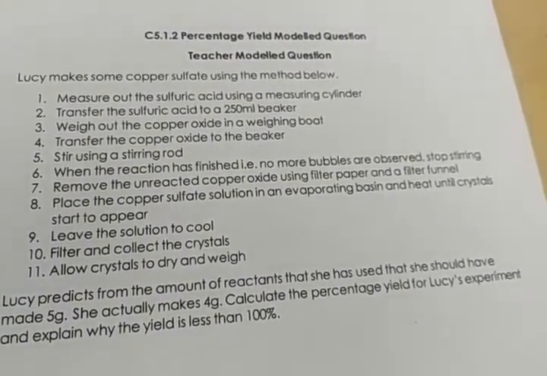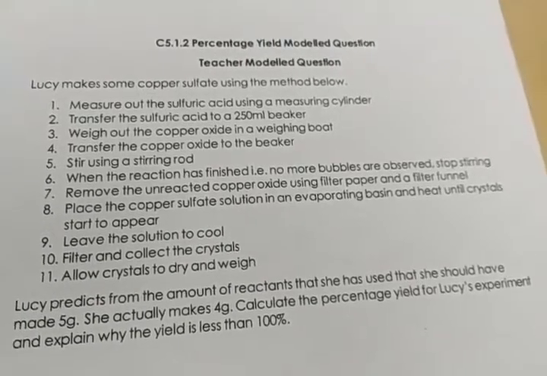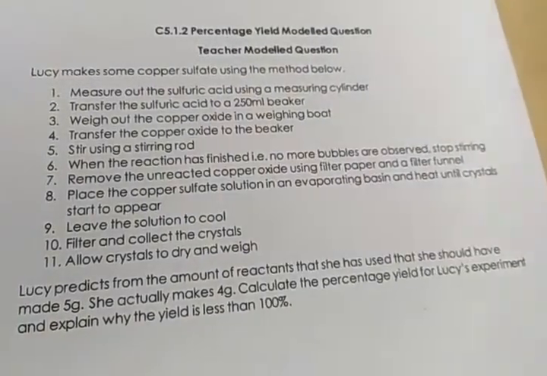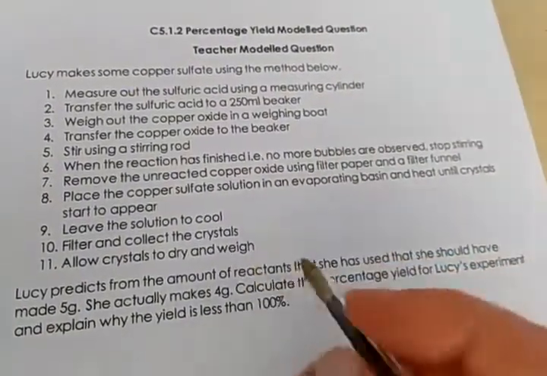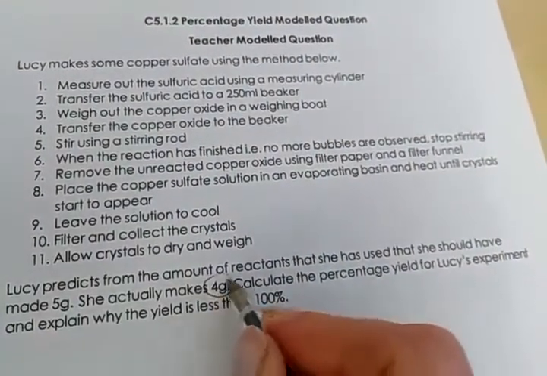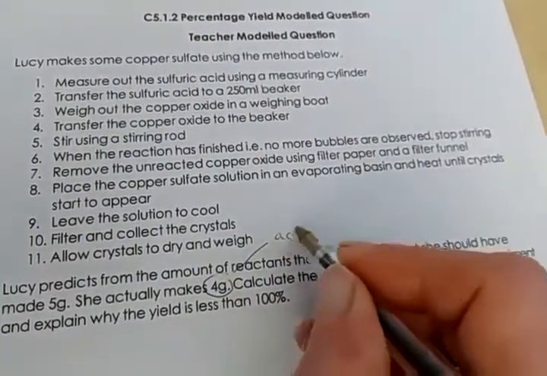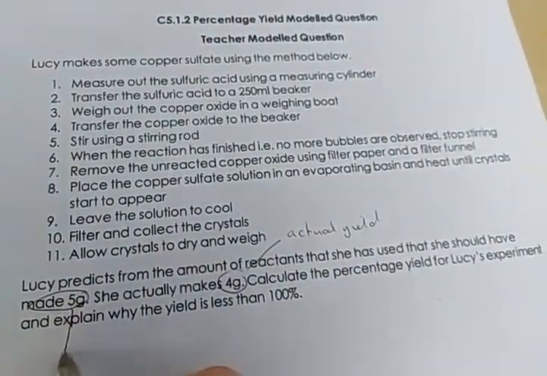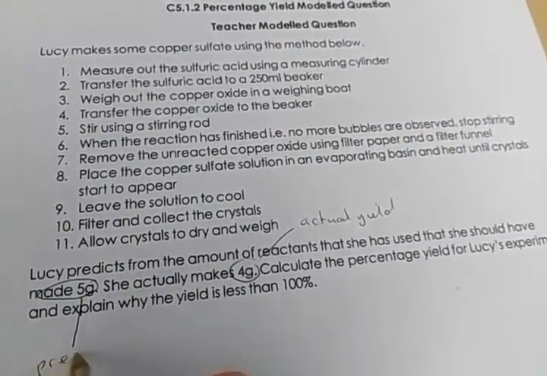It says Lucy predicts from the amount of reactants that she's used that she should have made 5 grams. She actually makes 4 grams. Calculate the percentage yield for Lucy's experiment and explain why the yield is less than 100%. So the 2 figures that I need: what she's actually made, that's the actual yield, and she should have made 5 grams, so that's the predicted yield.